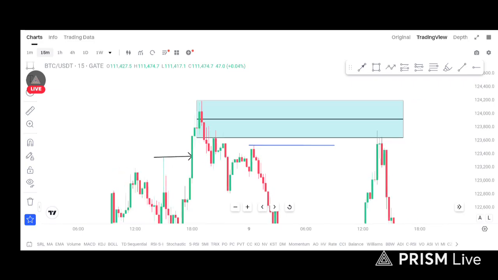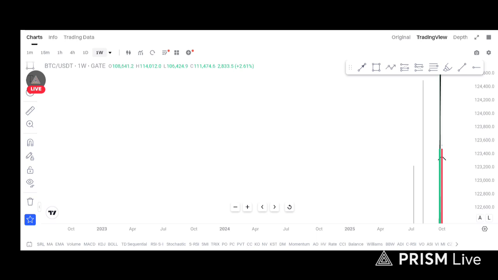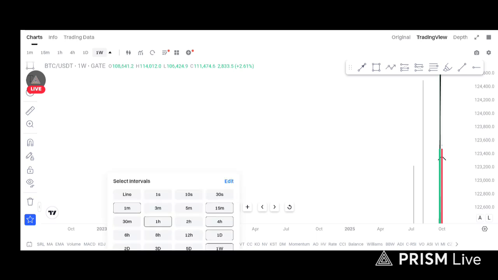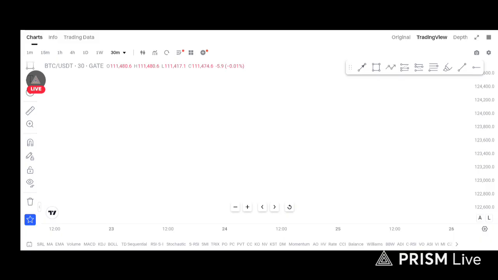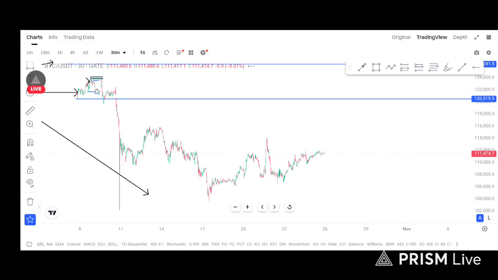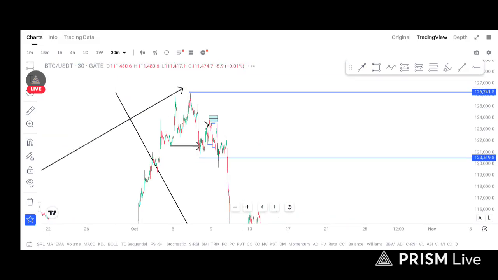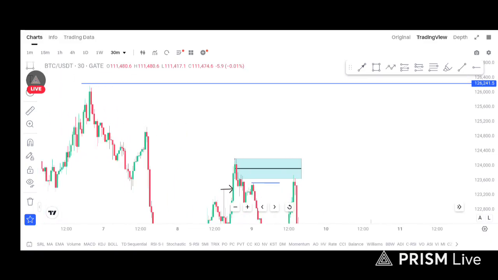So you can also decide to switch time frames, maybe go to the 30 minutes time frame. Remember, the 30 minutes time frame is also part of our entry time frames, right? So we can also look for an order block on the 30 minutes time frame.